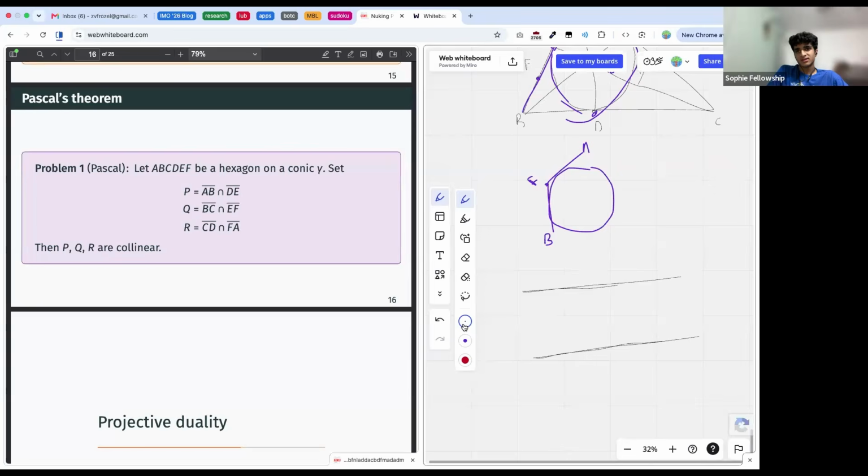So in fact, there's a statement that says that if you have a hexagon that lies on these two lines, which will look something like this, then these 3 points are collinear. And again, I can just call them A, B, C, D, E, and F. Then these points P, Q, R are collinear.